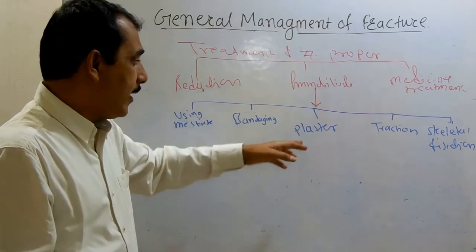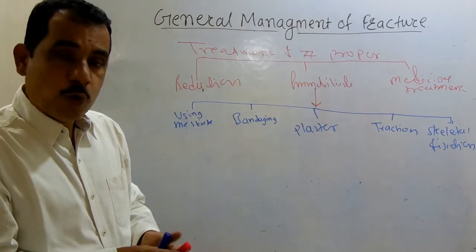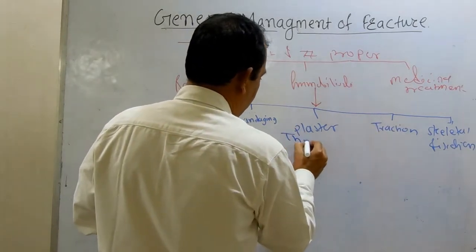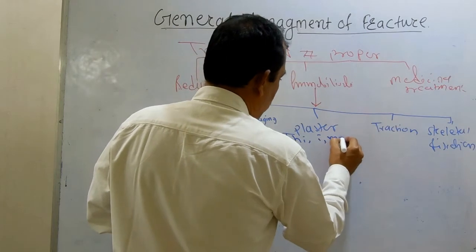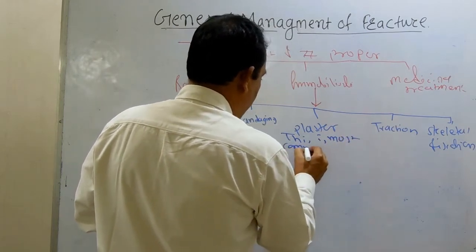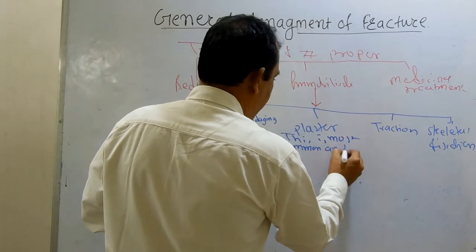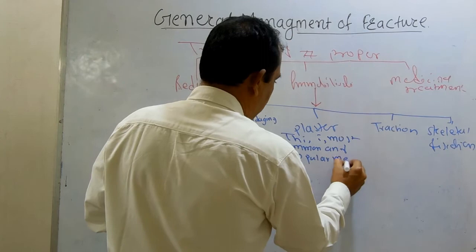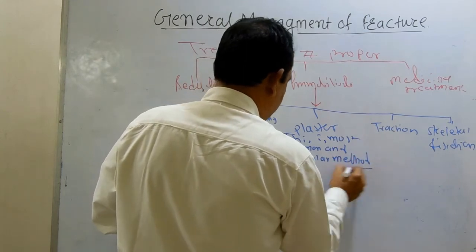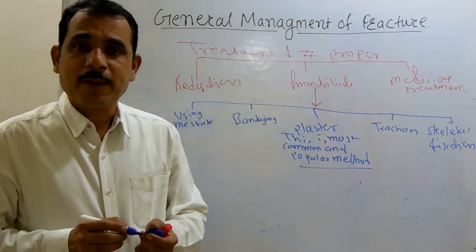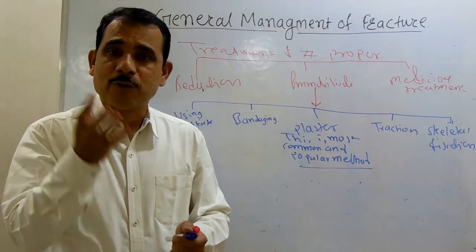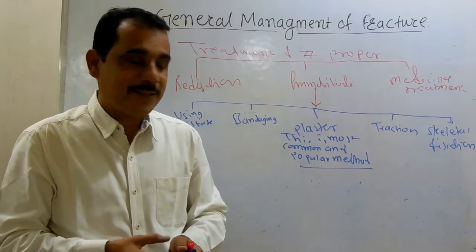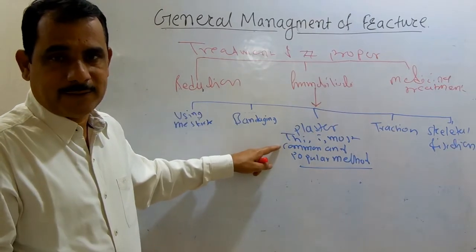Do you understand? Then next is plaster. This is the most common and popular method. Plastering, or the plaster. You might have seen that a number of patients or persons who got a fracture come with what? The plaster on their hand, their feet. Isn't it? So that's why it's a common one.